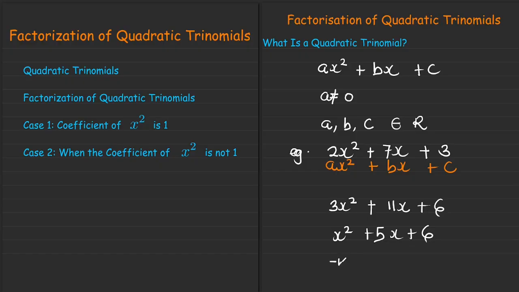If we have negative 5x squared plus 4x minus 7, you see, your a here becomes negative 5, your b is positive 4, then your c is negative 7. Now that we know what quadratic trinomials are, let's look at how we can factorize them.